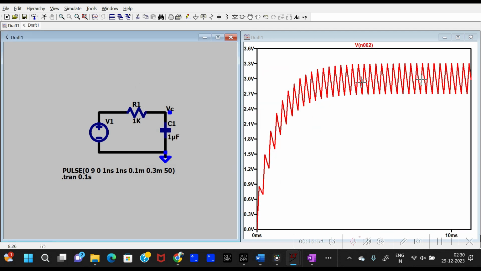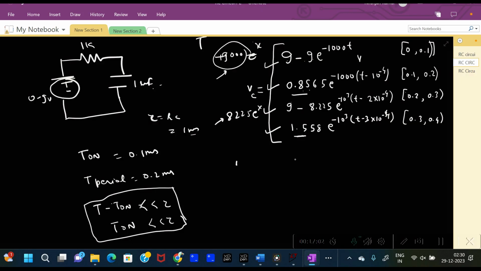If you apply again the same formula, the average value is basically T on divided by T. This is how you find the duty cycle as well, right? So T on is here 0.1 and the time period is 0.3, and if you multiply this value by Vc, that will give us 3 volts, right? So this is how you can find out the average value to which the output across the capacitor will settle down after a couple of time constants. After 30 to 40 time constants, basically it's settling down to 3 volts.